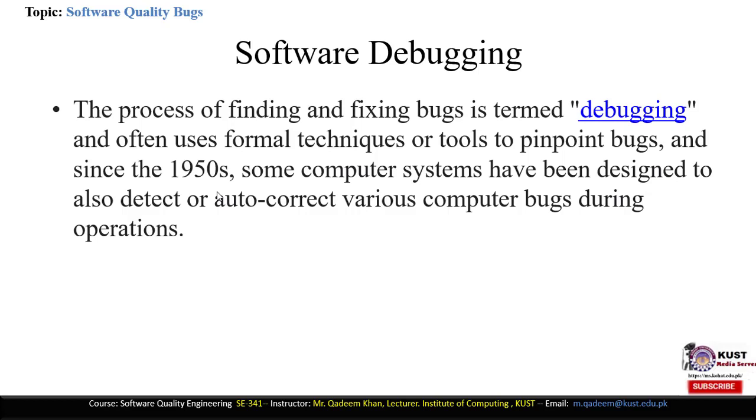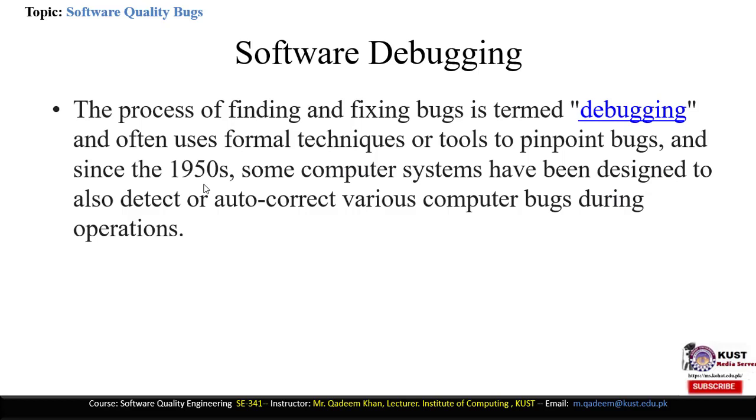We will use certain formal tools and techniques to pinpoint the bugs and then resolve them. And that is in fact from the 1950s. So the debugging concept starts from the 1950s and so on. We have different compilers and tools that perform debugging. Some computer systems are also designed to detect or autocorrect various computer bugs during operation. So when we identify the bugs, they should be auto-corrected as well.